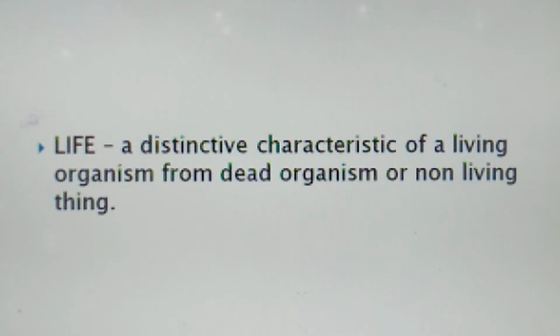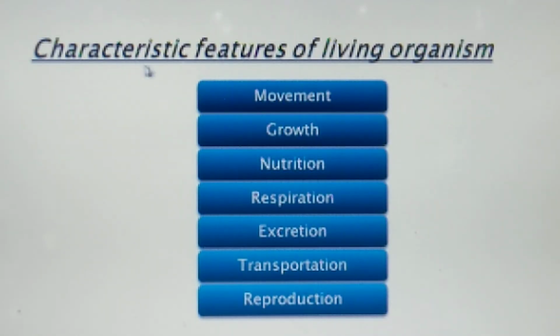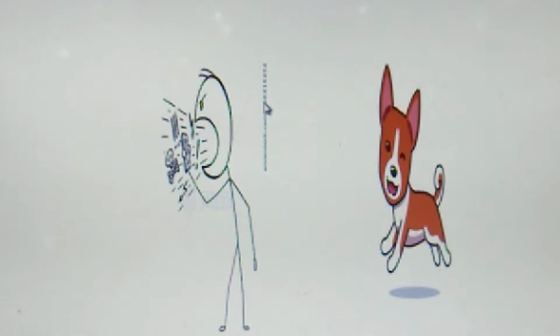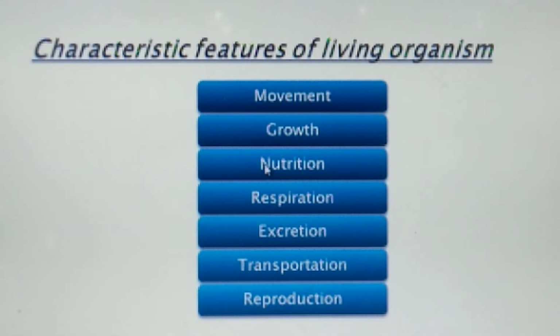So how can we define life? Life is a distinctive characteristic of living organisms that separates them from dead organisms or non-living things. So we can differentiate living organisms from non-living things through life. What are the characteristic features of living organisms? Movement, growth, nutrition, respiration, excretion, transportation and reproduction. These are the characteristic features of living organisms.